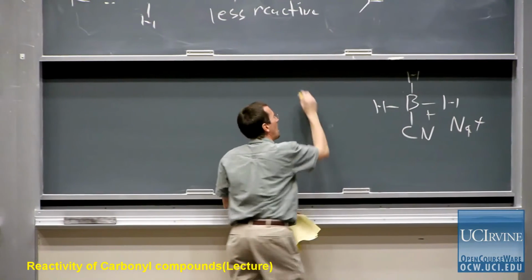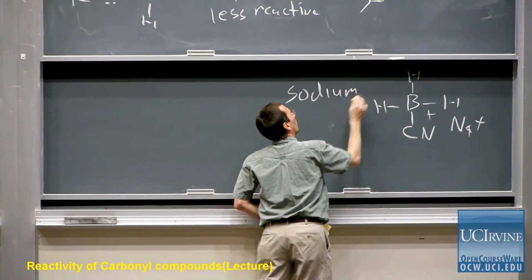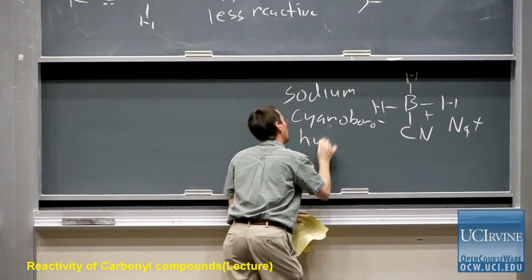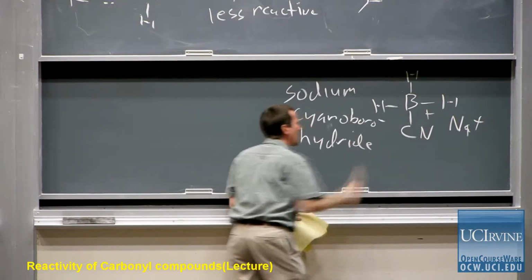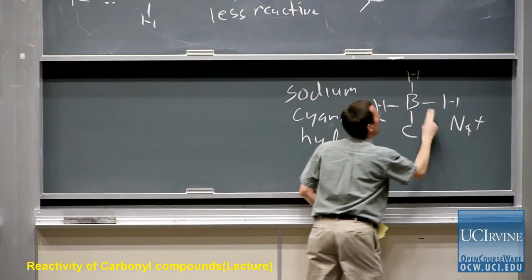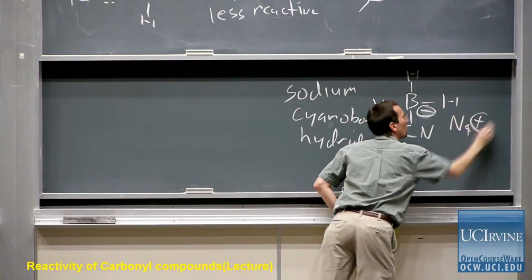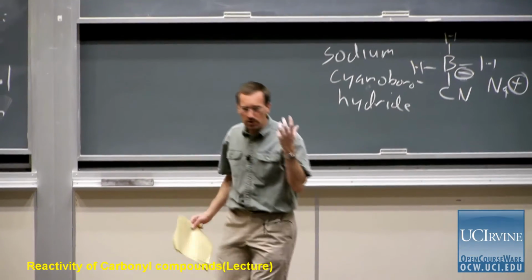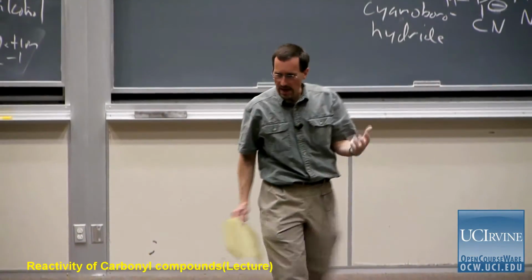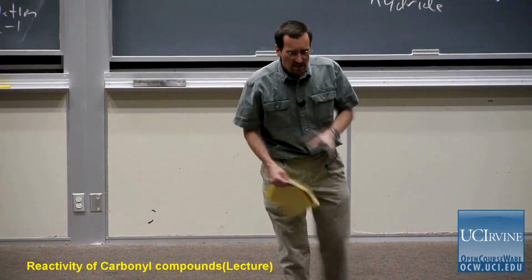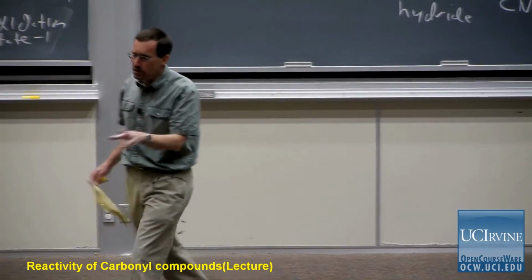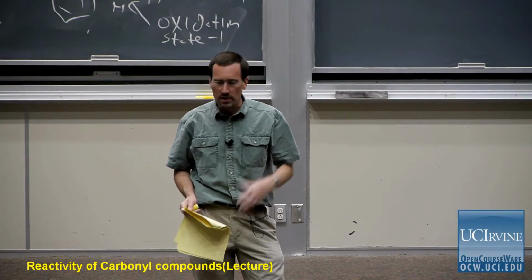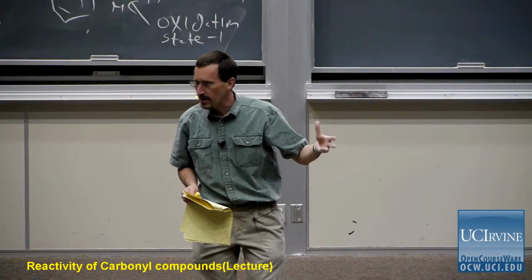Sodium cyanoborohydride. It's another hydride reagent that's less reactive. Cyano groups are electron withdrawing, and so sodium cyanoborohydride is less reactive than sodium borohydride. There's a big alphabet soup of different reagents out there, but you'll notice that the general theme in all of these reagents is that a metal is bonded to hydrogen.